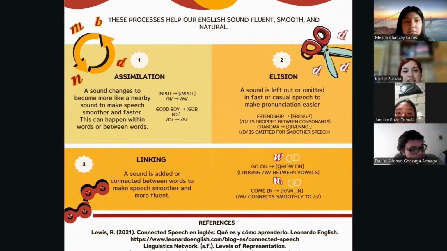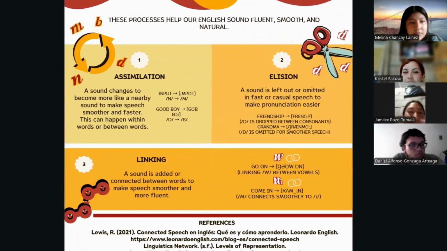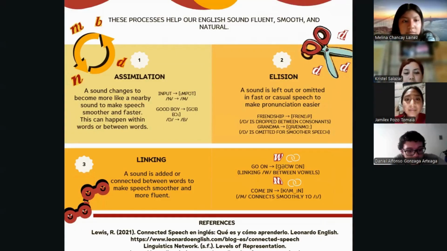Assimilation is a sound change where a sound becomes more like a nearby sound to make speech smoother and faster. This can happen within words or between words. There are three main types of assimilation. Number one, regressive assimilation: the first sound changes because of the next sound. For example, input. The N changes to M before P.